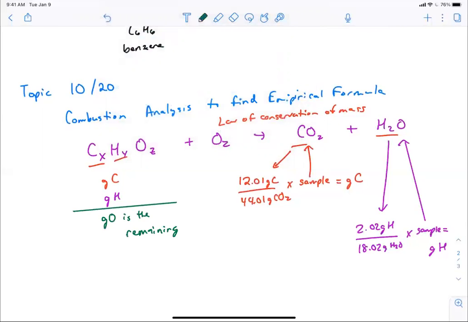And once you have all those masses, it's a normal empirical formula problem. You convert everything to moles, and then you convert everything to the lowest ratio, and then that's your empirical formula. We'll probably save that for topic 1 to talk about.